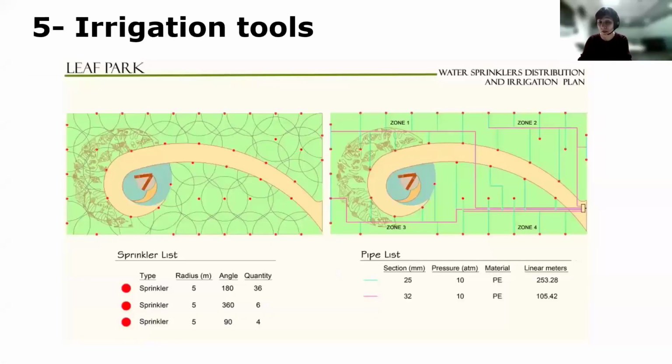We have an irrigation system tool. So in this way, we can design the irrigation system. Pipes and sprinklers will get automatically listed by the program.